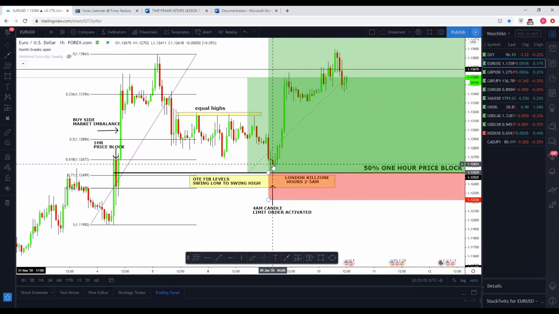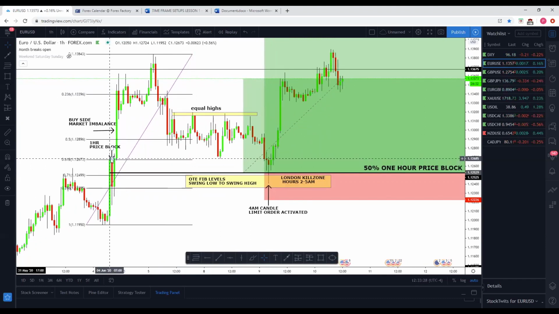So that falls in between our 2 and 5 a.m. kill zone for this London pair. At an institutional price point is where I actually had my limit order at the 50% mean threshold of this 1 hour price block, where you can expect some type of rejection. You will usually see some type of wick past the 50%. They'll usually get in there and grab a little more liquidity.